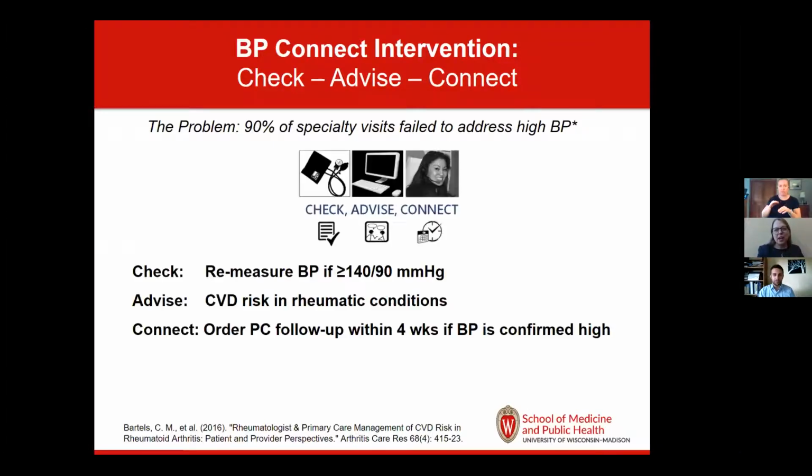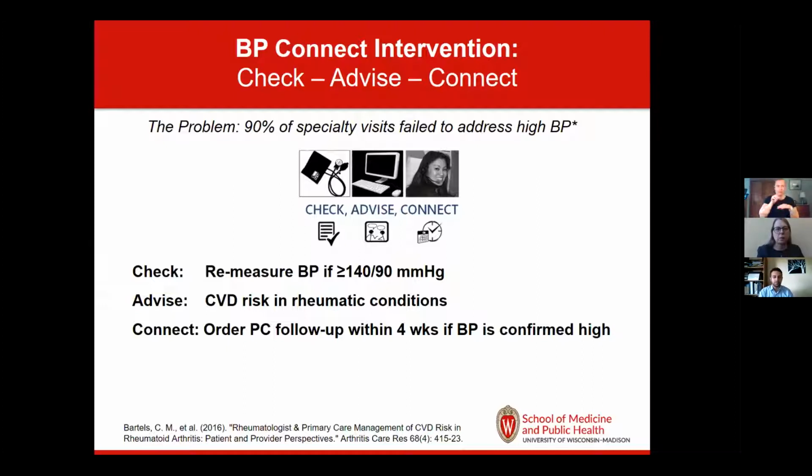So one of the things that I originally hit on was that basically 90% of those specialty visits where our patients were getting the bulk of their care actually failed to address the most common modifiable risk factor for cardiovascular disease, which is high blood pressure. So we adapted the literature from primary care to see what we could do in specialty clinics to check, advise, and connect patients back to high blood pressure care.